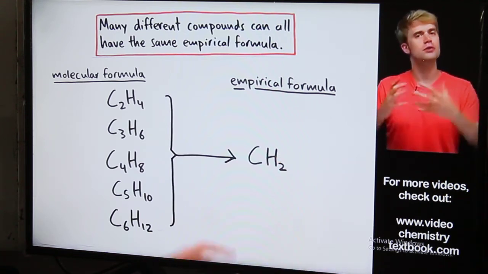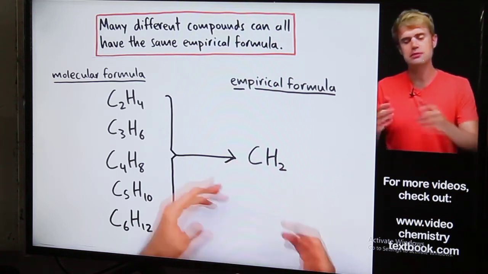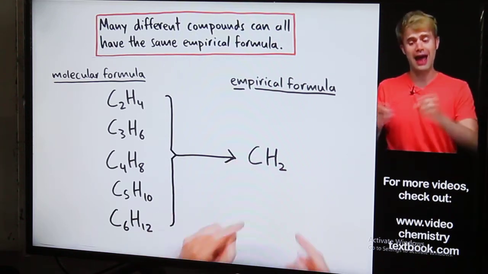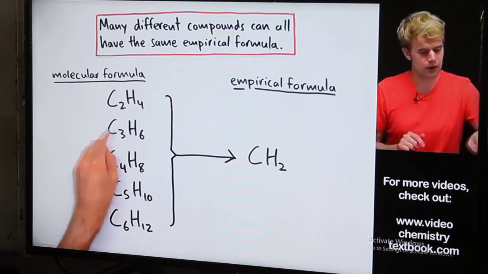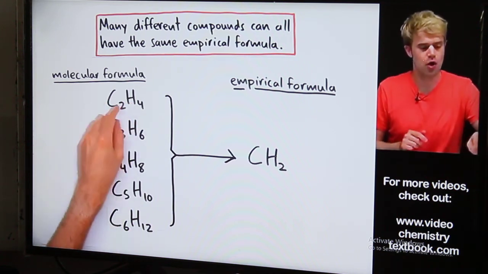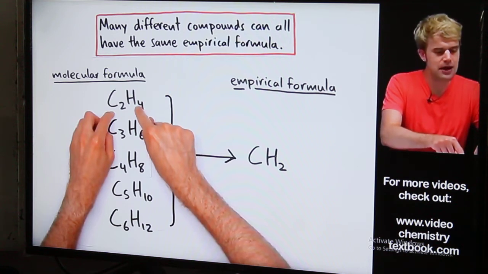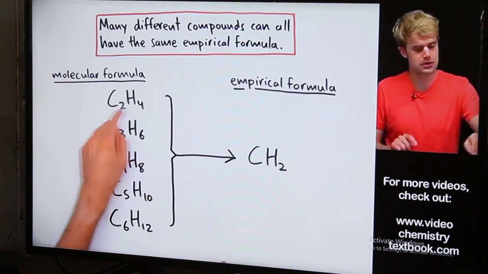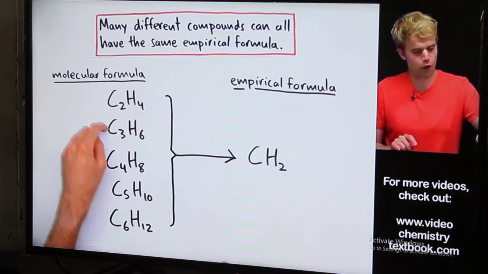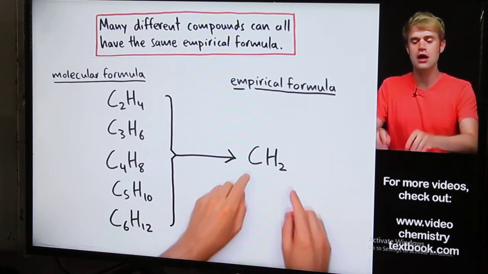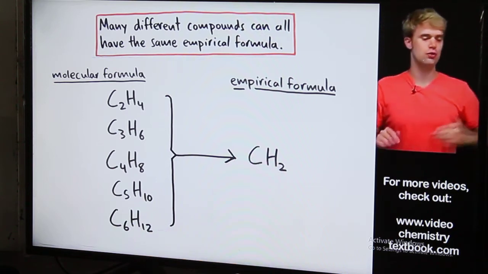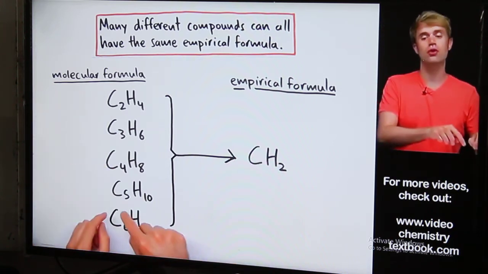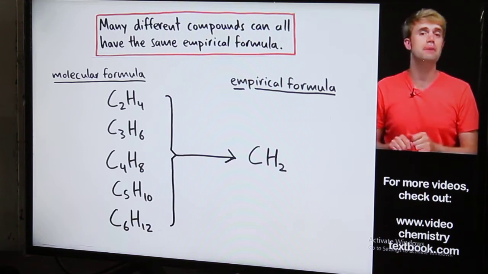The empirical formula, as we've said, is all about the most simplified ratio of atoms in a compound. So whenever we have a molecular formula with just carbon and hydrogen, where we have twice as many hydrogens as carbons, C2H4, C3H6, the empirical formula will always be CH2. So many molecular formulas can have the same empirical formula.